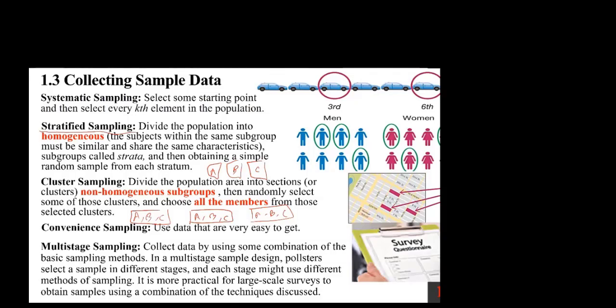Yes, go ahead. I just have one question for the cluster sampling. I get that you make the subgroups like ABC, ABC, but can the subgroups themselves have the same, like homogeneous, members?